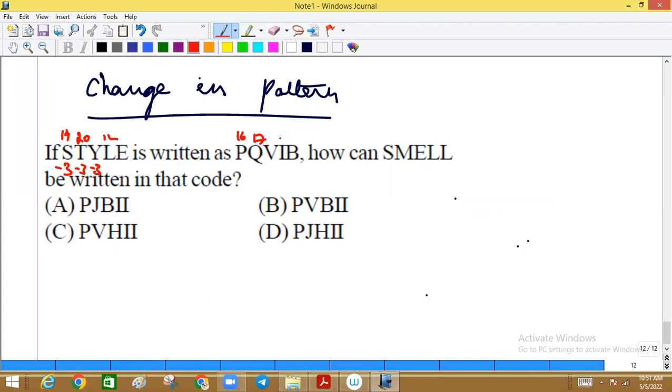L how much? 12. I 9. Again minus 3. E 5. B 2. Again minus 3. So what is the change in pattern we can see? The change in pattern is minus 3. See, apply the same thing and get the answer.